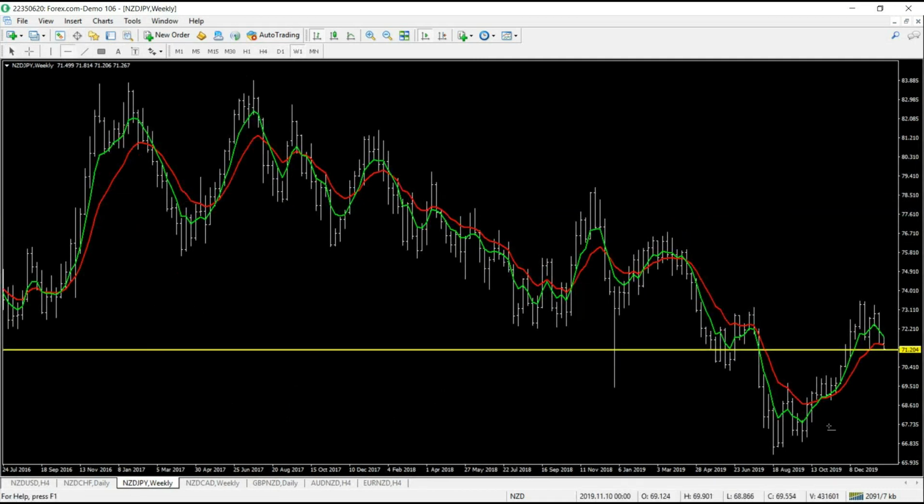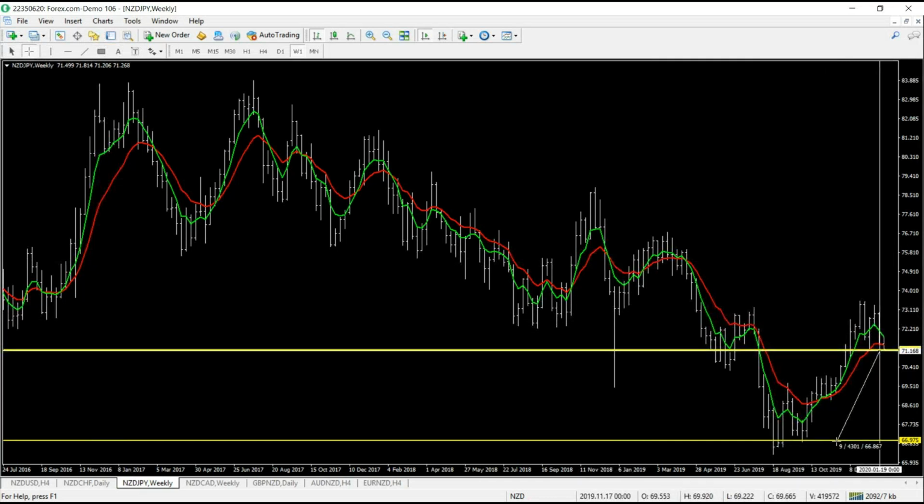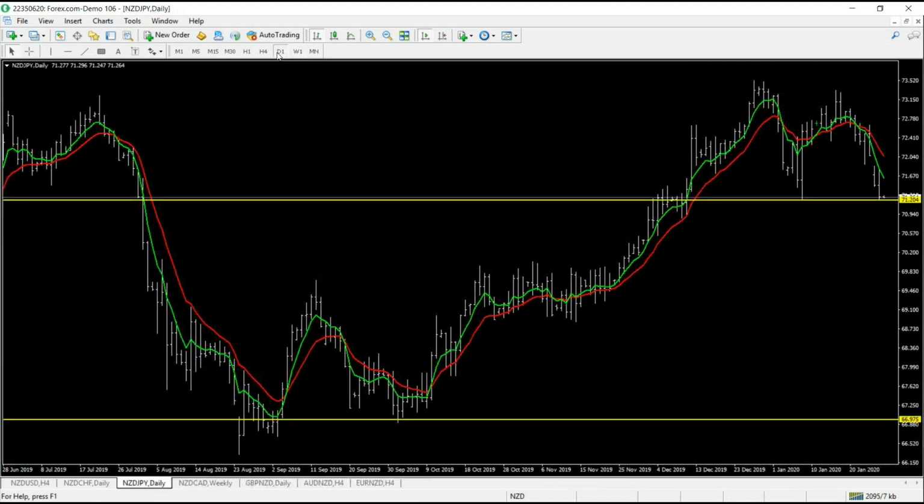I'll go back to the weekly like we did on the other ones and see how much room to move is on this one to the downside. And this one's a little better. We've got almost 400 to 470 pips potential on this one to the downside. A lot nicer than the New Zealand yen. And you're going to see all the yens are really starting to strengthen as well.